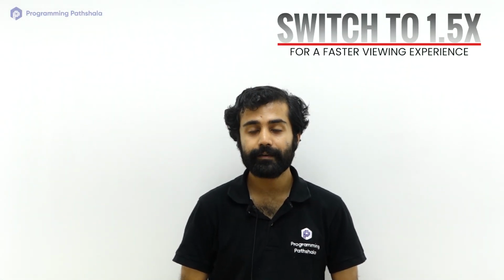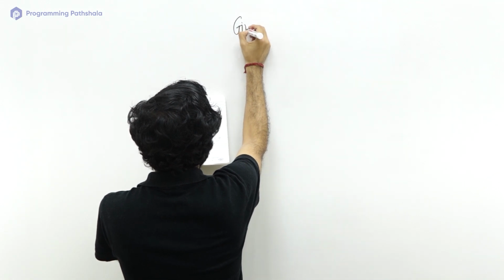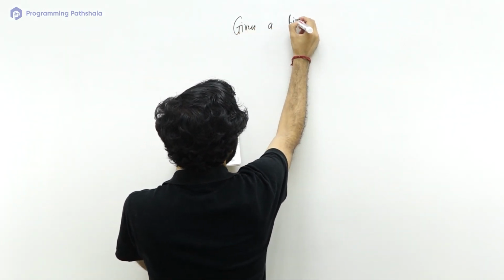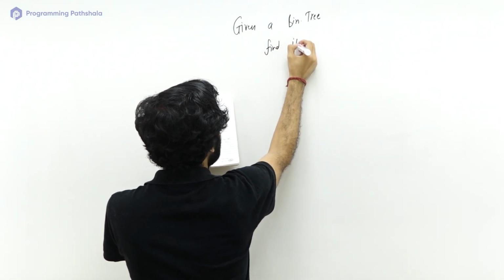Hi everyone, so let us solve a new problem now. Here in this problem, we will learn about a very important property of a binary tree. So let's look at the problem. It says that we have been given a binary tree, and now what we have to do is to find its height.